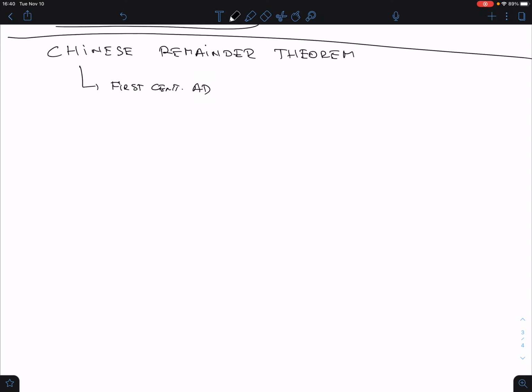This means almost 2,000 years ago, and his name was Sun Tzu. I'm sorry, I have no idea how to pronounce Chinese, so I try my best. And he wrote the following. I'm going to read the quote, it's also in the textbook. There are certain things whose number is unknown. So it's kind of saying, what is x here, right? When divided by 3, the remainder is 2. When divided by 5, the remainder is 3. And when divided by 7, the remainder is 2. What will be the number of things?